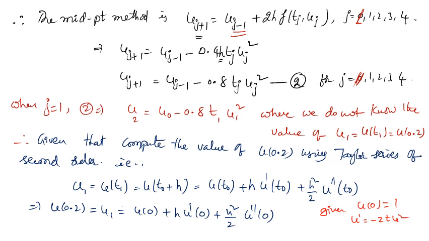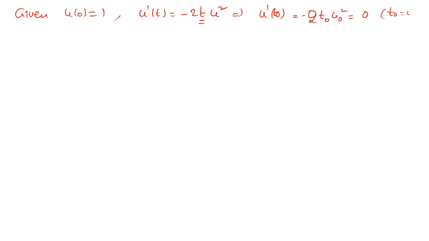Okay, what is the given? U of 0 equal to 1 value is over, and u dash of t equal to minus 2t u square. From this, u dash of 0 value is what? 0, since t value is 0. Or one can write u dash of t0 equal to minus 2 into t0 u0 square. This is 0 since t0 value 0. So u dash of 0 value 0.